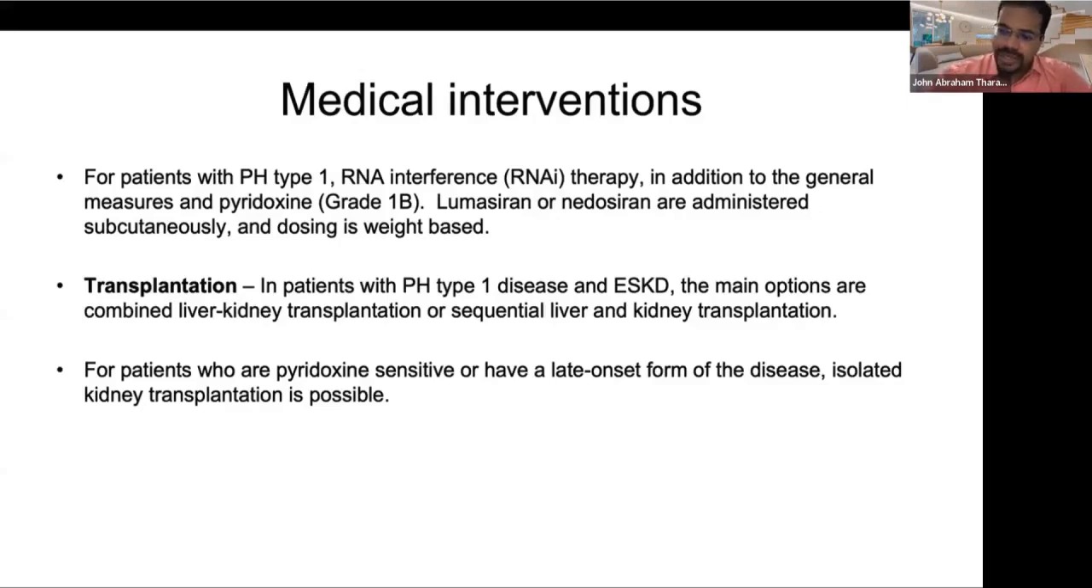So the other agent is nedosiran, which was recently approved as a second generation RNA inhibitor therapeutic agent that targets the messenger RNA which encodes the hepatic LDH. There was a randomized trial in individuals with PH type 1 and type 2, where only 35 patients were studied, aged 9 to 46 years, and 29 of them had PH type 1.